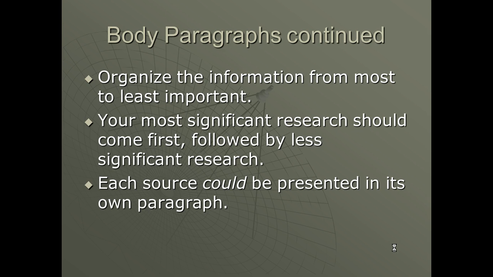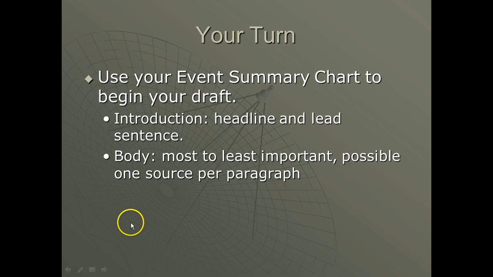And then think about how each source could be presented in its own paragraph. Having about 5 sources could be very helpful, and then using 1 source per paragraph. So when you come to class today, you're going to be bringing your event summary chart to begin your draft. You're going to be creating a headline and also a lead sentence, and you're going to start getting into your body paragraphs where we're going to be presenting the most to least important, and as I said before, probably about 1 source per paragraph.